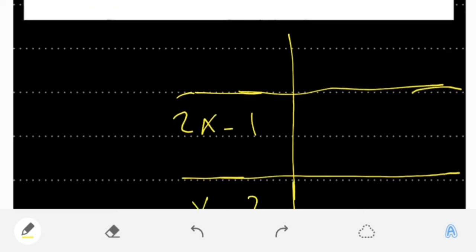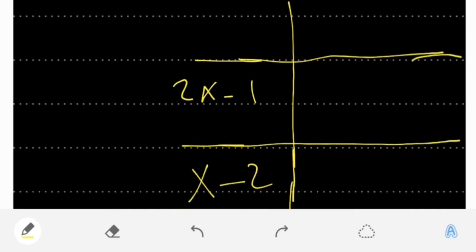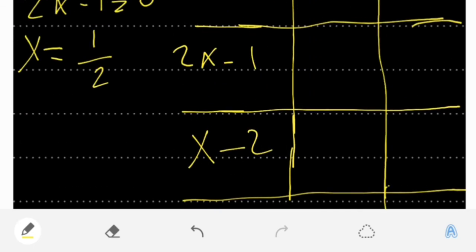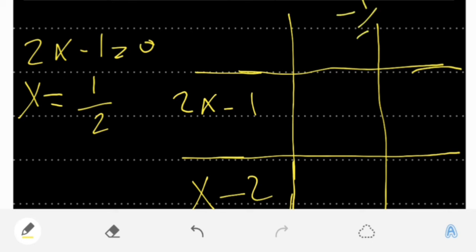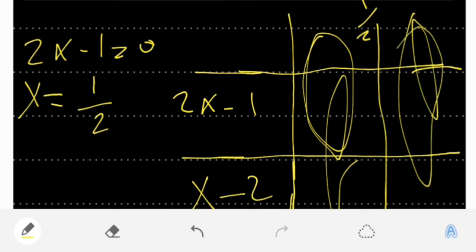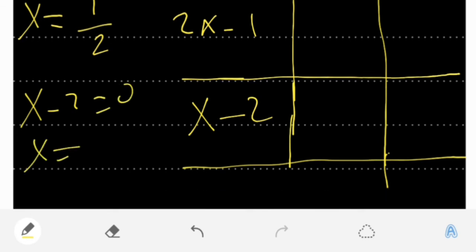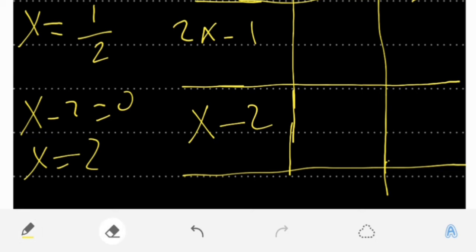Now I want to know in which parts these two are positive. I know that 2x minus 1 equals 0 when x equals a half, so I'm going to add a line over here for a half. Everything before the half is smaller than a half, and then everything is bigger. For x minus 2 equals 0, x needs to equal 2.